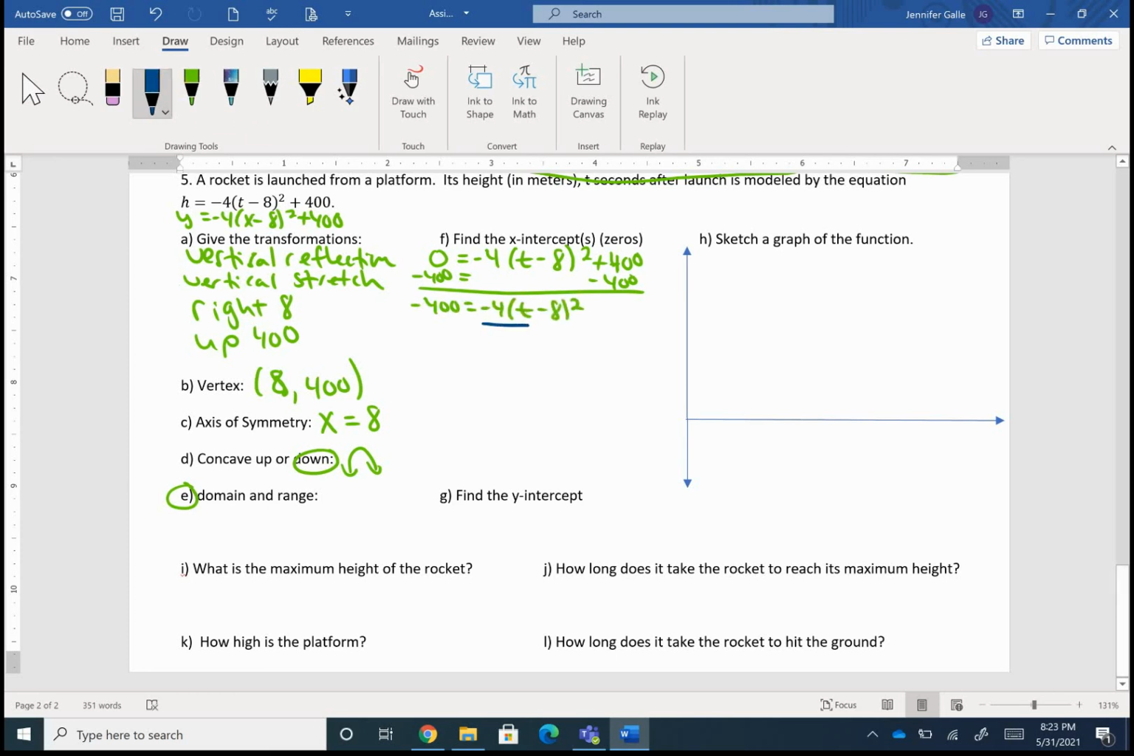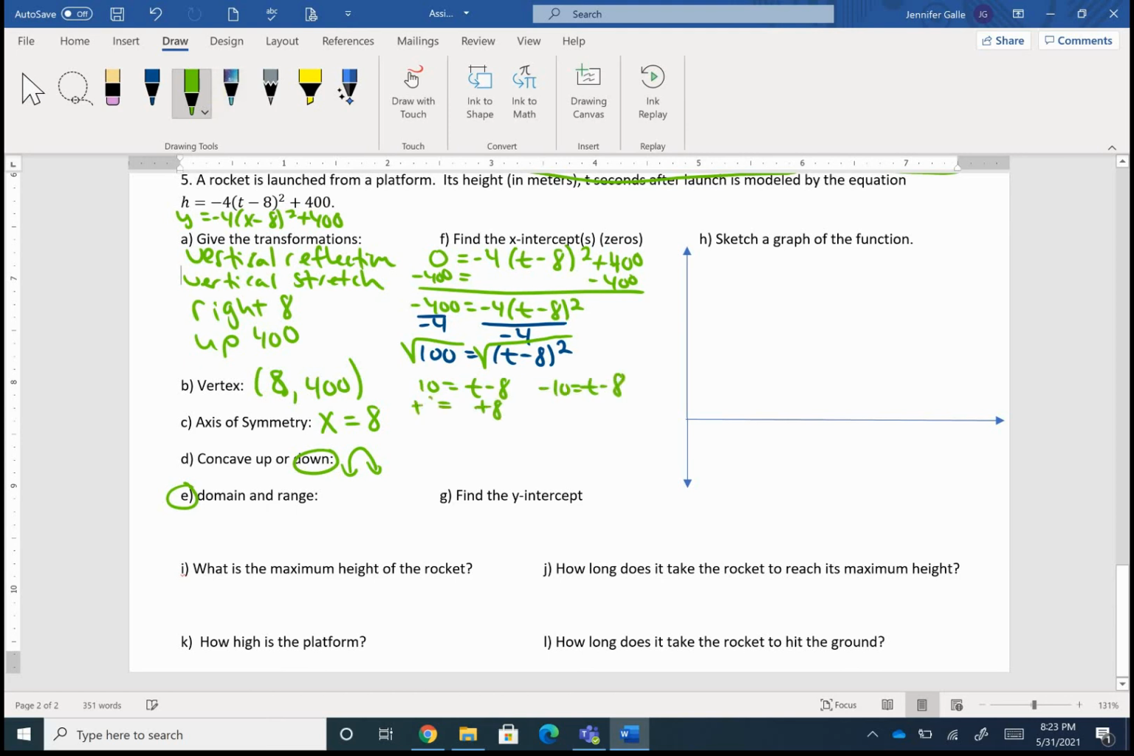Undo the multiplication. Again, we cannot distribute. We've seen that several times here today. We cannot distribute. We have to undo using division. Now we take the square root to undo the square. Could be positive 10. Could be negative 10.